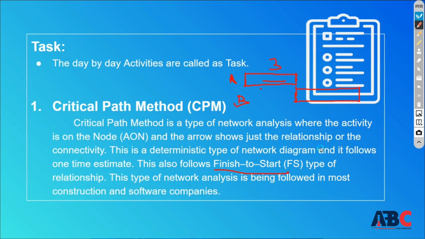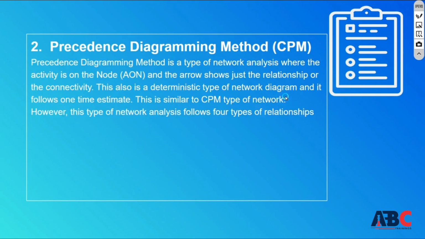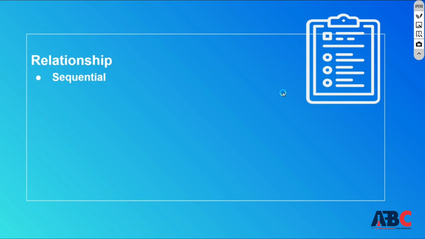Now comes the precedence diagramming method. It is similar to CPM, but in network analysis in CPM there was only one relationship. In the precedence diagramming method, you get 4 different types, divided into 2 major types. The first is the sequential type. It is where your first activity ends and the next activity starts from there. Any activity that starts first, ends, and then the second activity starts. So this is called sequential.